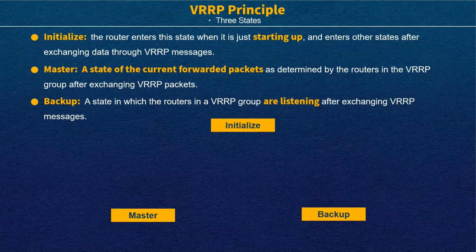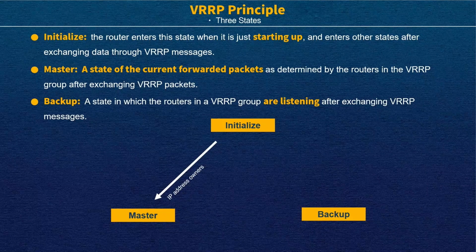Master is the device that can forward the message from the terminals. And the backup will be in the listening status, waiting for the VRRP message from the master. And if we detect that the master cannot work, we will directly change. So this is the function of the three statuses.